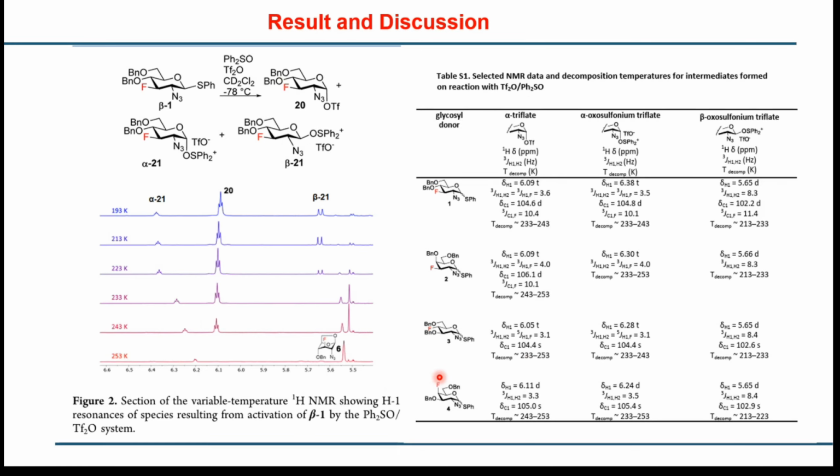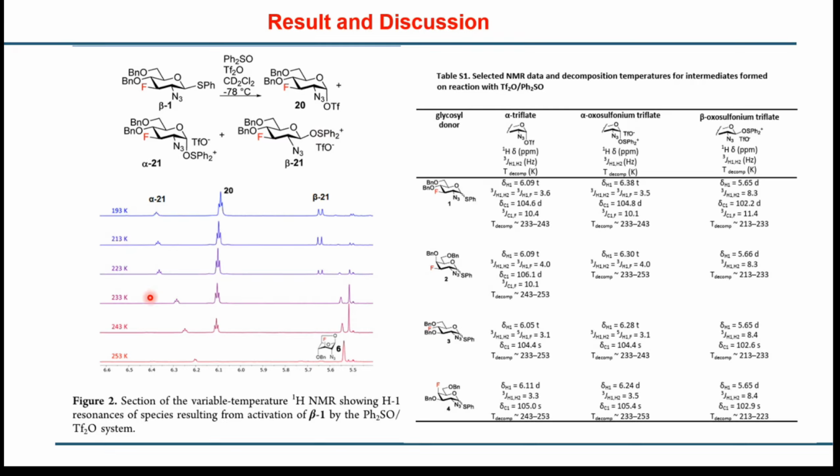So to see this reactive intermediate species, they pre-activated the donor by using diphenyl sulfoxide and triflic anhydride, using deuterated dichloromethane at -78 degrees. They have taken this C3 fluorinated beta glucoside. Here, if you see at 193 K, there are all the alpha triflate, alpha sulfonium as well as this beta one, all are represented.